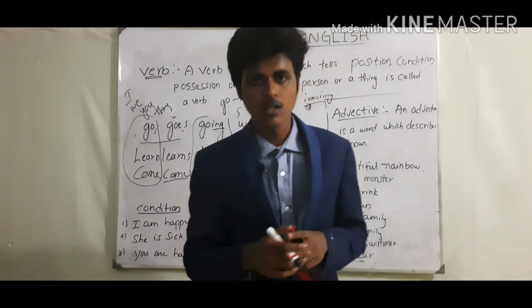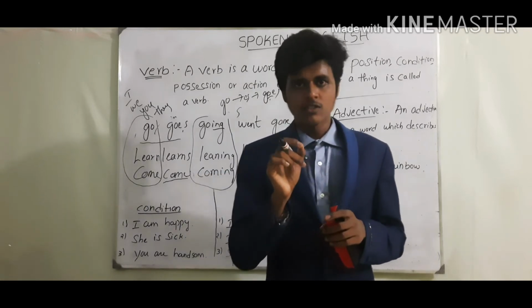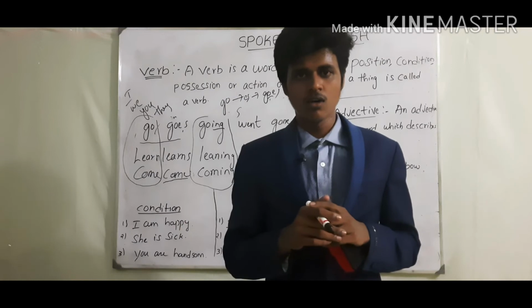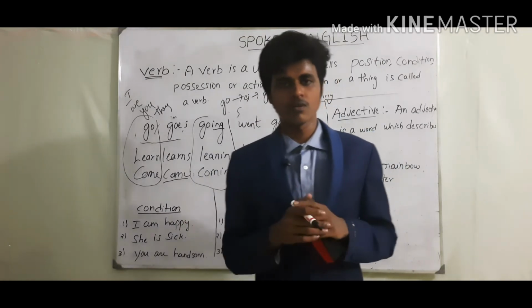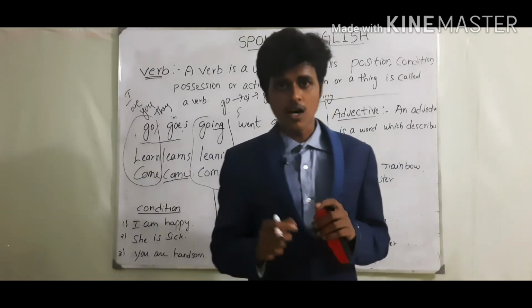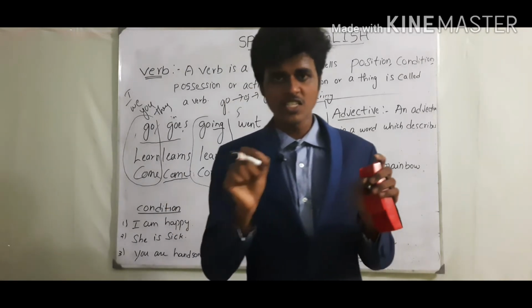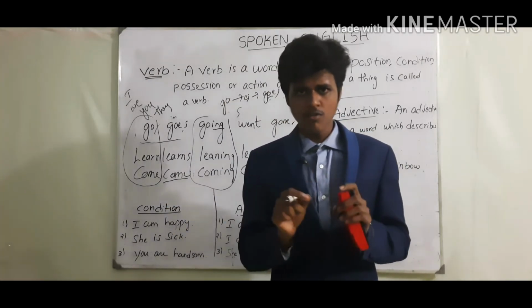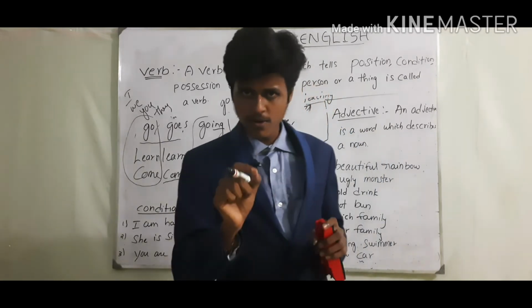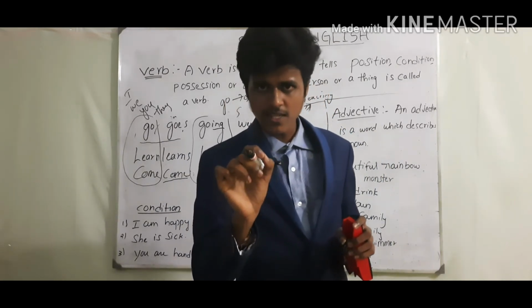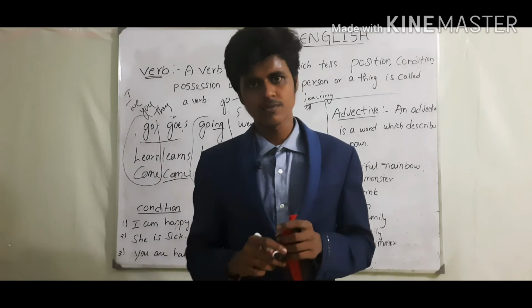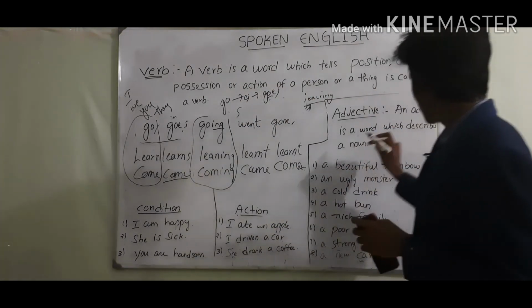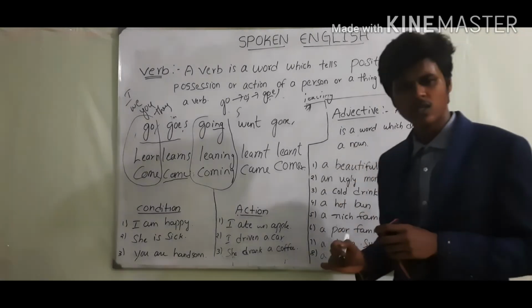So, let us see. The fourth kind of words in English are adjectives. What do you mean by adjective? Simply, I explain to you: adjectives are the words which describe the noun. Most of the time, an adjective is a word which describes people, things, places and so on. An adjective is a word which describes a noun.